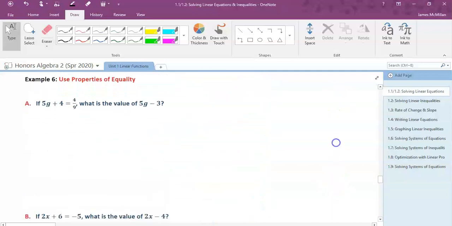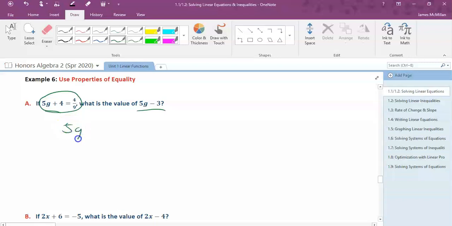We're almost there. Using properties of equality. So think about those properties of equality. How can we get these to show us a final answer? So we've got an equation here, 5g plus 4 is equal to 4/9. But we don't just want g, we want 5g minus 3. Now one method would be to solve the initial equation all the way down to g, plug it back in, find its value. Or we can solve this equation so it just says 5g minus 3.